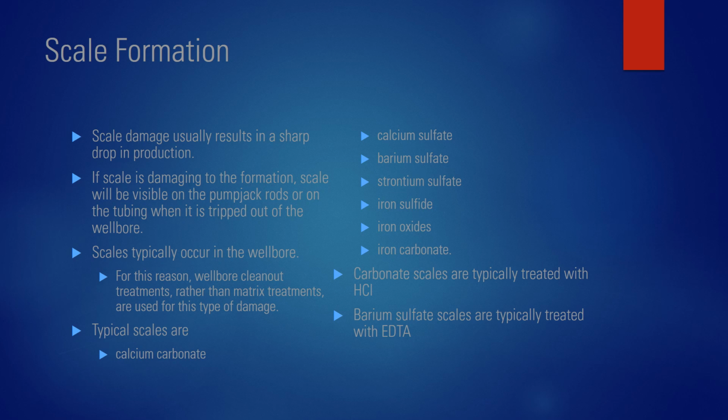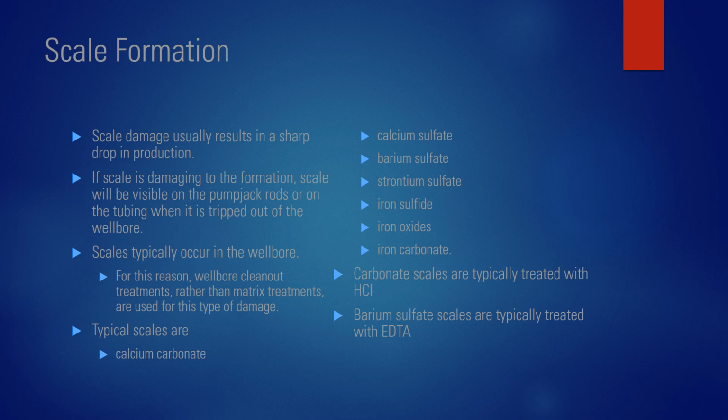Scale damage usually results in a sharp drop in production. If scale is damaging to the formation, scale will be visible on the pump jack rods or on the tubing when it is stripped out of the wellbore. Scales typically occur in the wellbore. For this reason, wellbore cleanup treatments rather than matrix treatments are used for this type of damage.